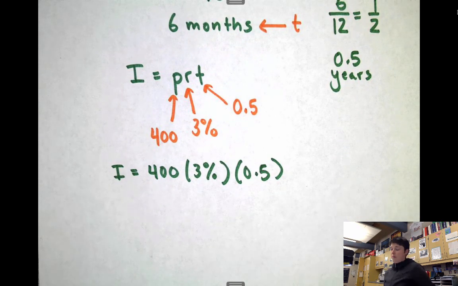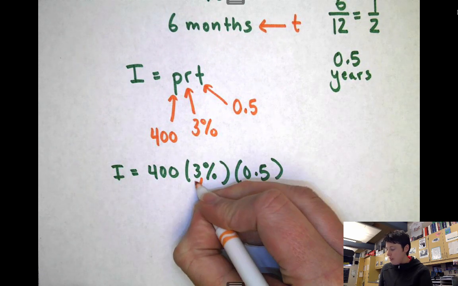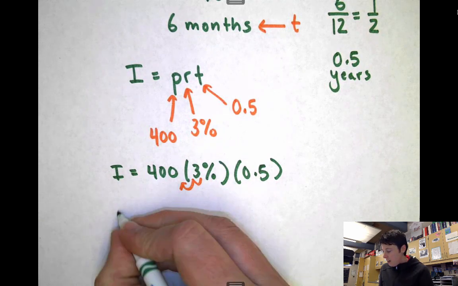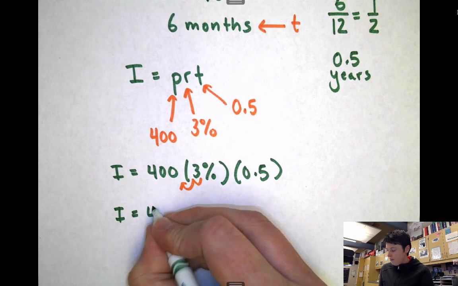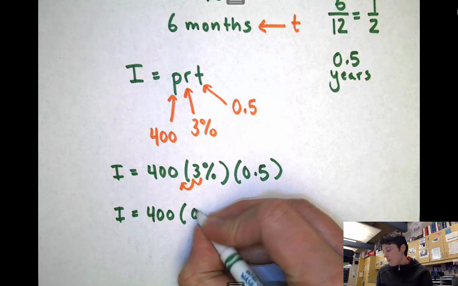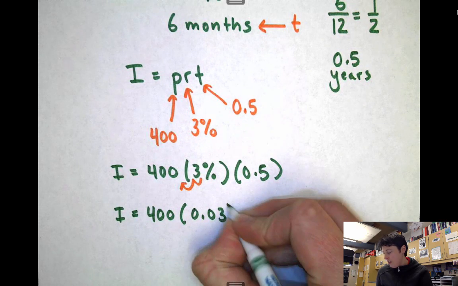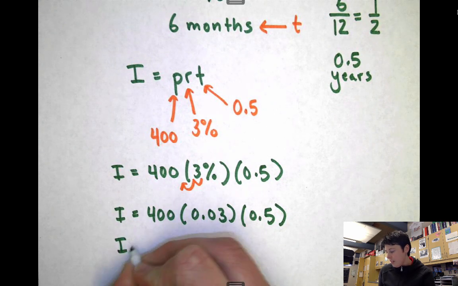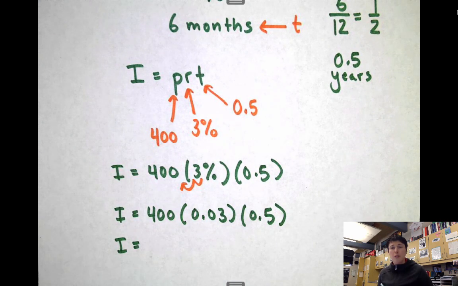And I'm pretty much ready to put this in the calculator and multiply this out, except for the percentage. I cannot type the percentage in. I actually have to do that thing where I move the decimal 2 times, and I have to change my percent to a decimal. That's going to be kind of important here. So I'm going to write I equals $400 times 3%, which we're going to change to 0.03 times 0.5.